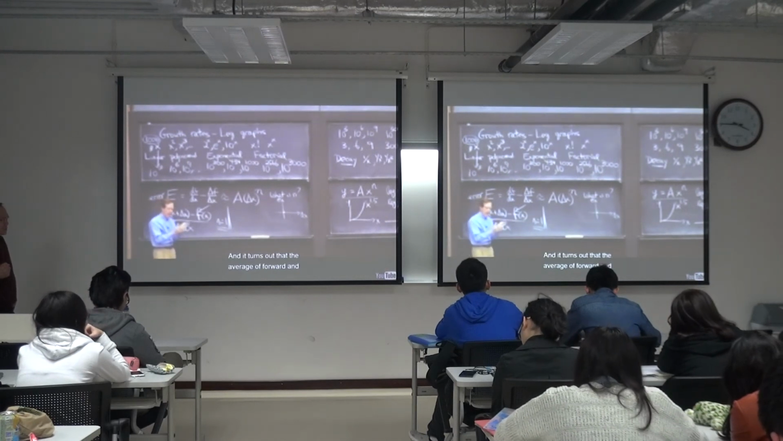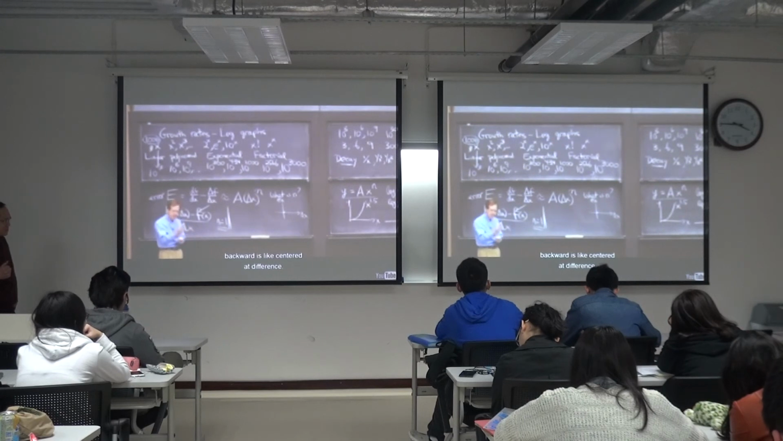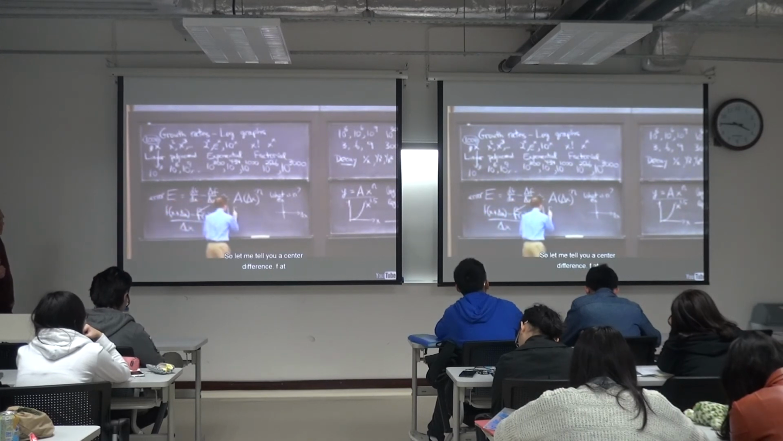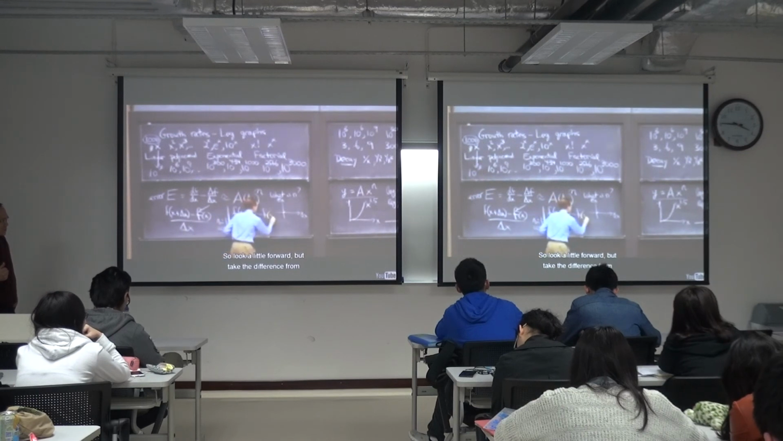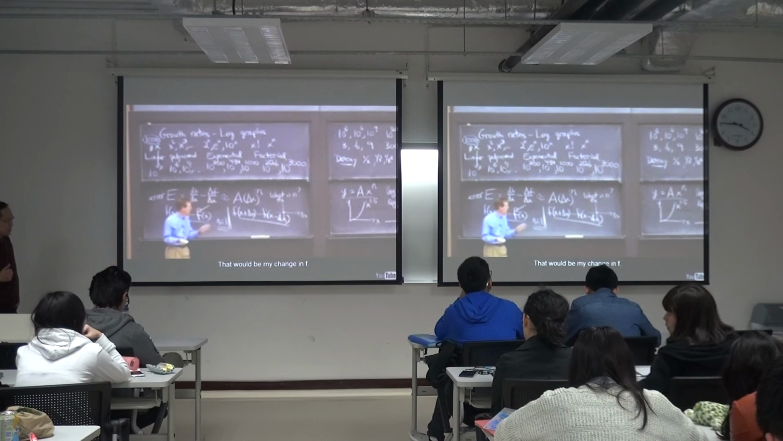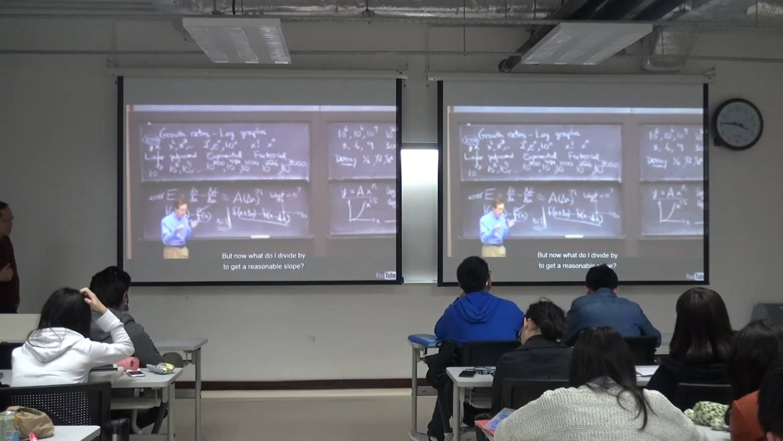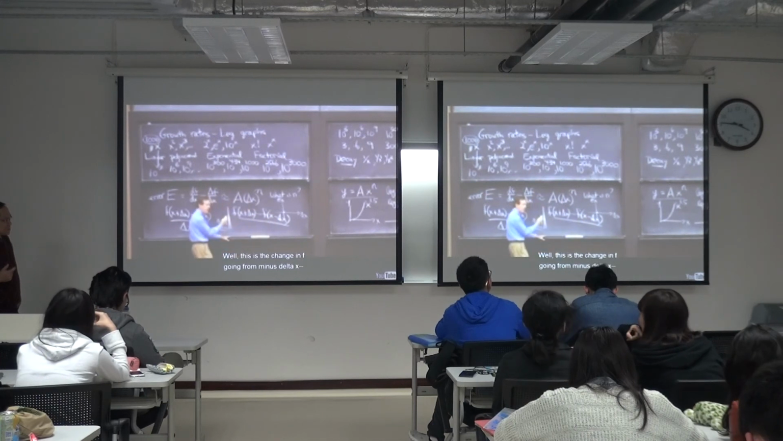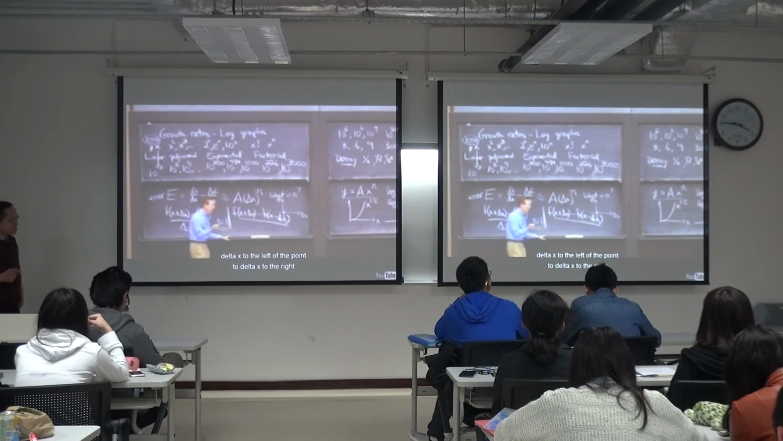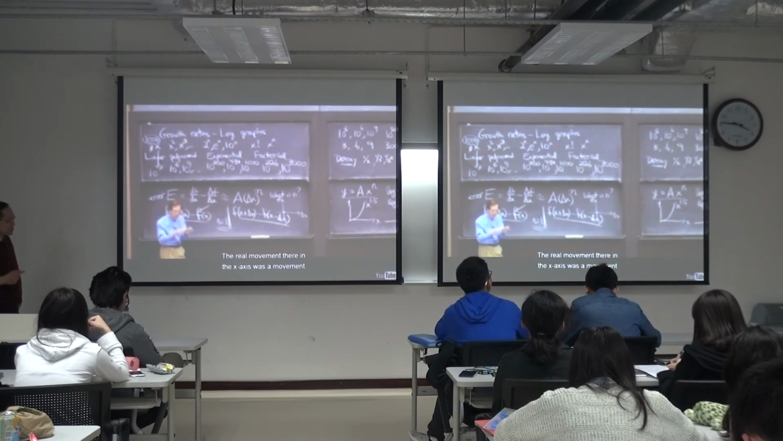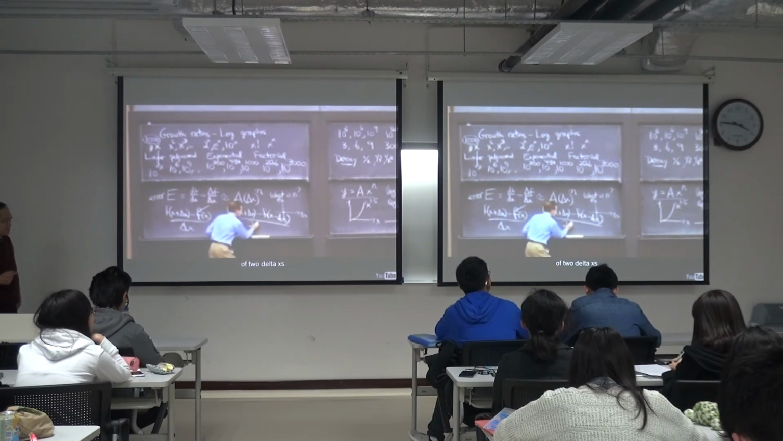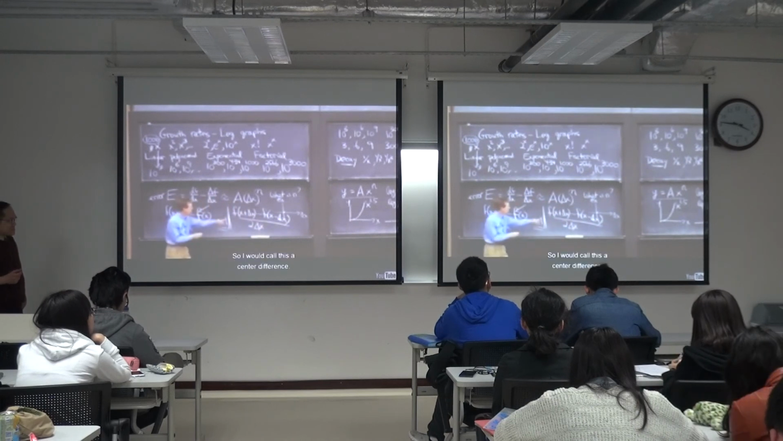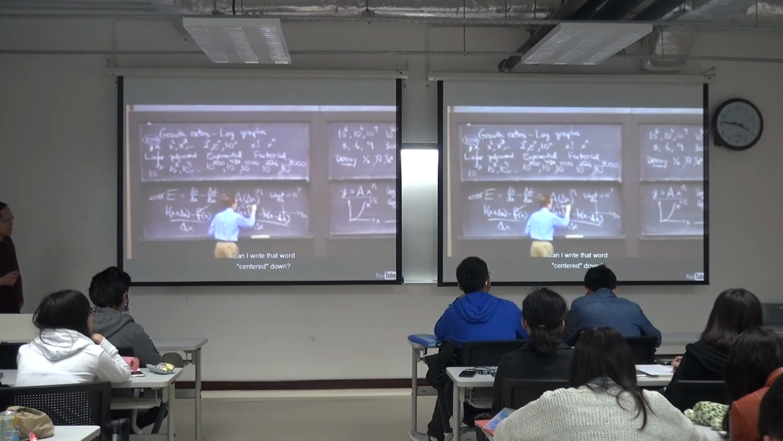It turns out that the average of forward and backward is like centering that difference. So let me tell you a centered difference. f at x plus delta x, so look a little forward, but take the difference from looking a little backward. That would be my change in f. But now what do I divide by to get a reasonable slope? This is the change in f going from minus delta x to the left of the point, to delta x to the right of the point. The real movement there on the x-axis was a movement of 2 delta x's. So I would call this a centered difference. Can I write that word centered down?